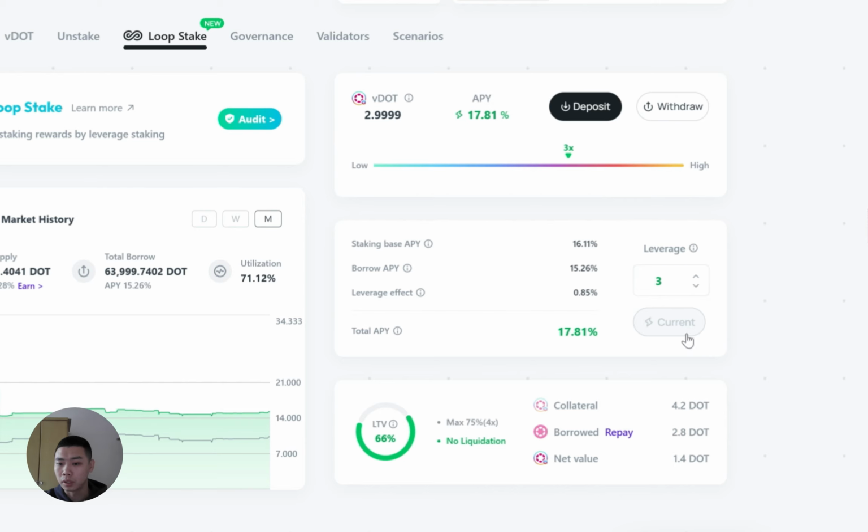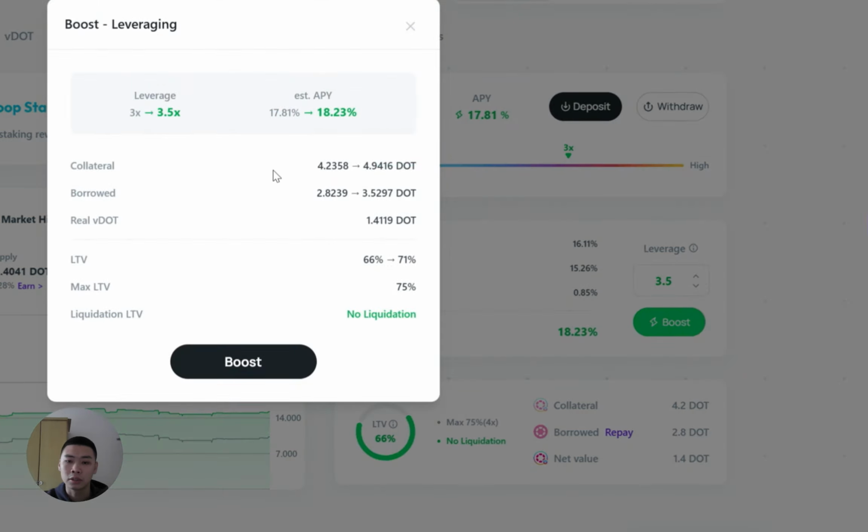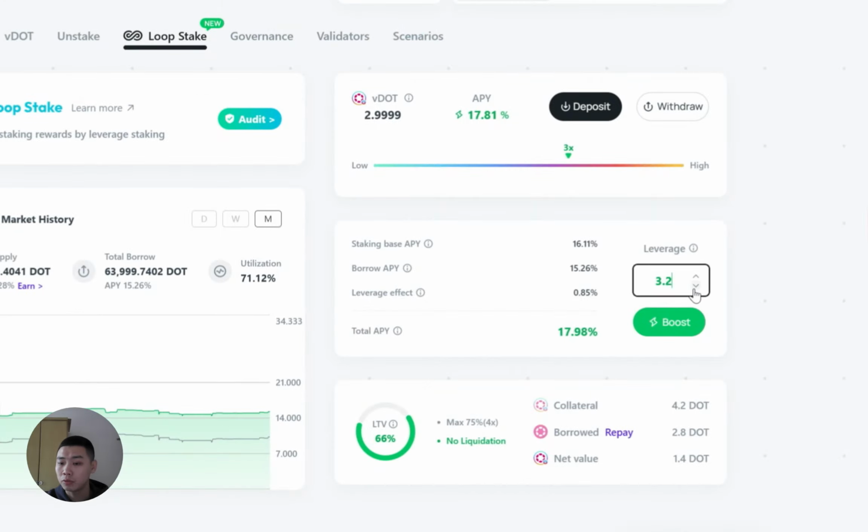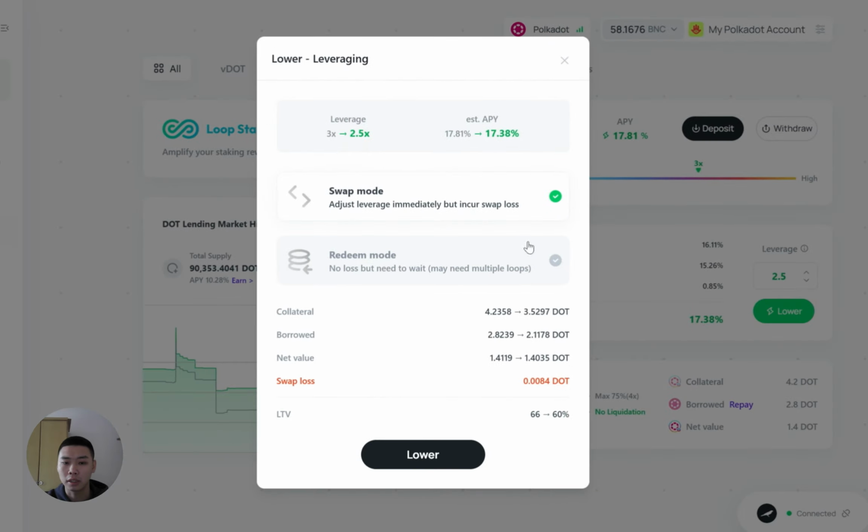Here is our position right now, and you can see the little arrow. If you click the upper one, we can increase the leverage. So it is totally the same as when we set up the position, okay? But if we are trying to decrease the position, then it's different. It says lower your position. If you click this, you can see we have 2 options. The first one is the swap mode and the other one is the redeem mode.